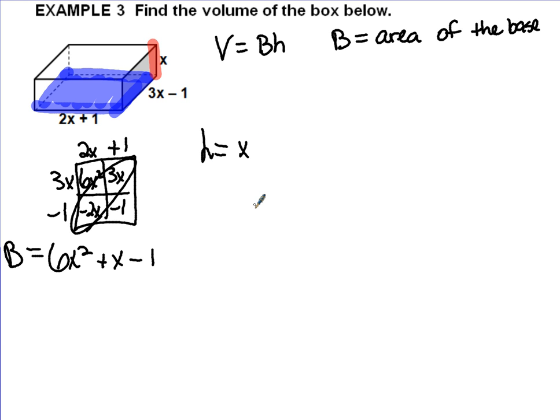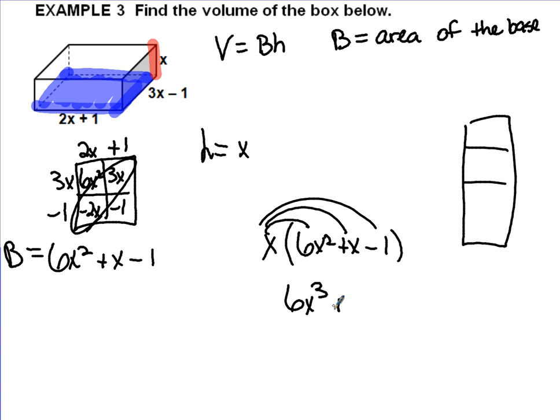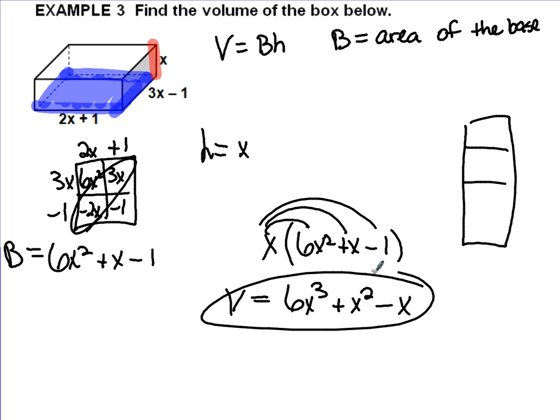So if I multiply b and h together, I will get x times 6x squared plus x minus 1. I'm going to distribute this time. I could do a box that was 3 tall like this, if that's easier for you. Here I get 6x cubed plus x squared minus x. That is the volume of the whole box.